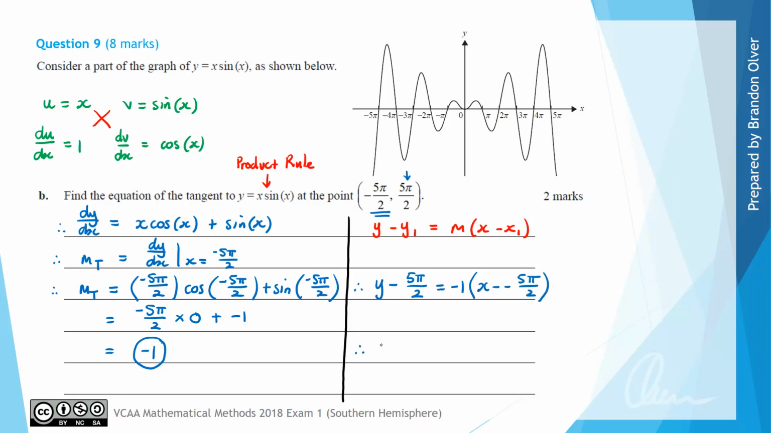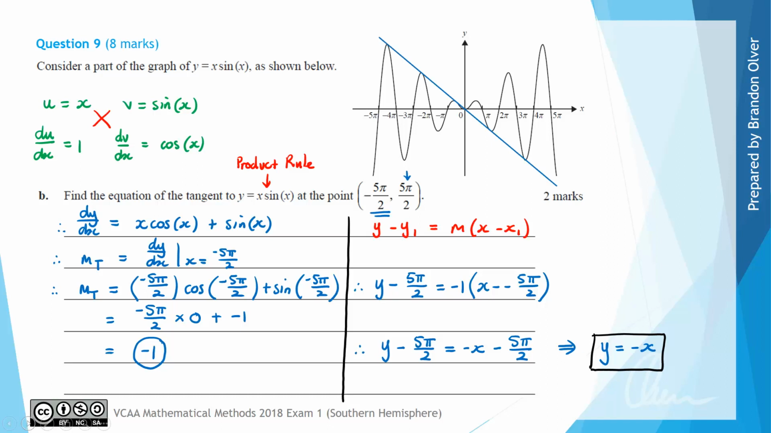So therefore we find y subtract 5 pi on 2 is equal to, and expanding this bracket we get negative x, and then this will be minus 5 pi on 2. So adding 5 pi on 2 to both sides of the equation just gives the rule y equals negative x. So that is the answer to part B of this question.